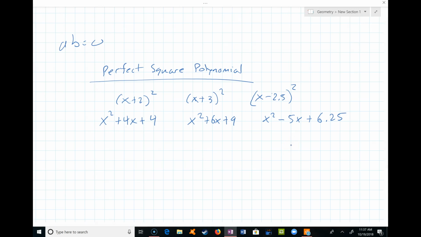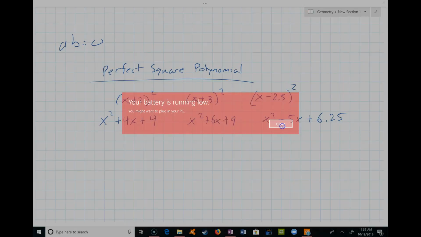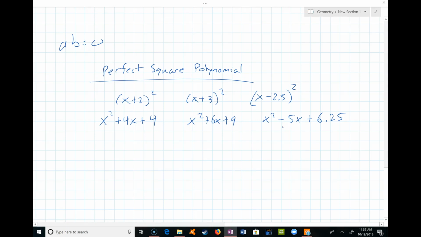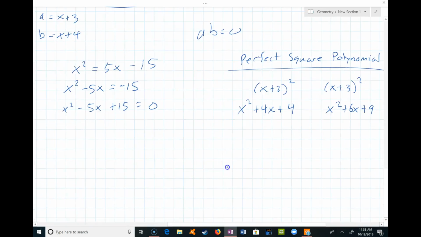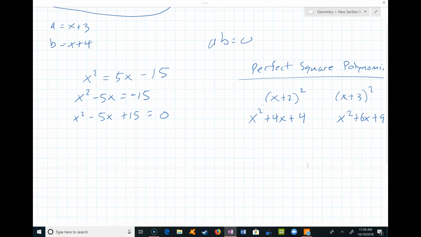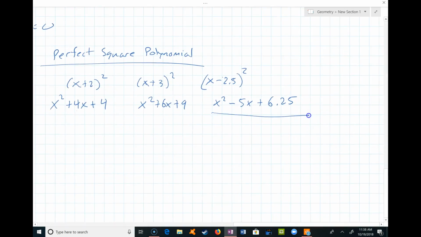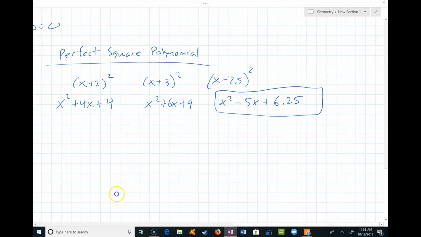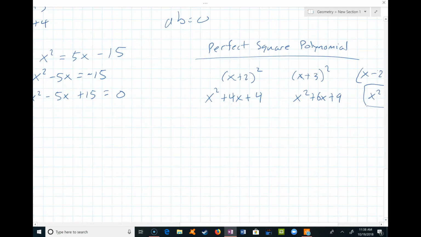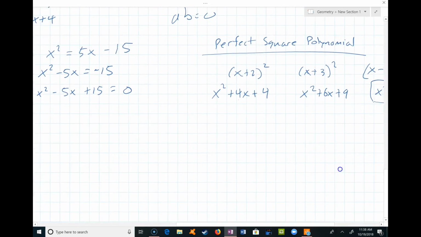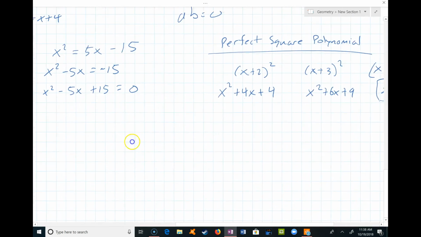So that's the goal, is to get a polynomial that, whoops, let me grab my cord and plug it in. Okay, so let's see. We want to create a polynomial that looks like that. So notice over here, we have x squared minus 5x plus 15. And I conveniently created over here what I really wanted. If we could make it look like this, then it'd be a perfect square, right? So instead of 15 there, we want 6.25. Do you see that?